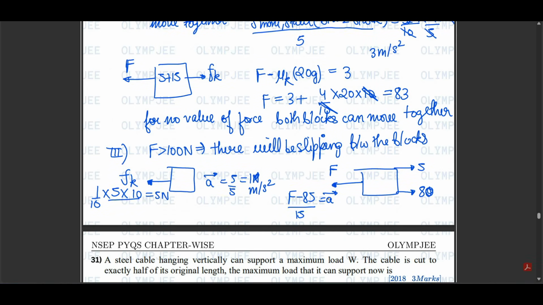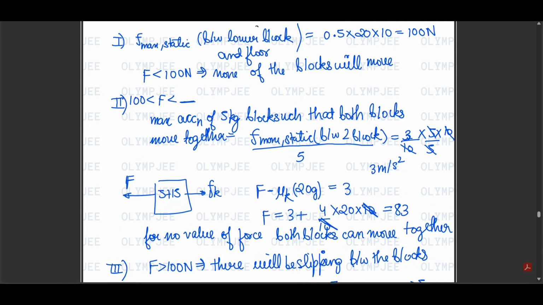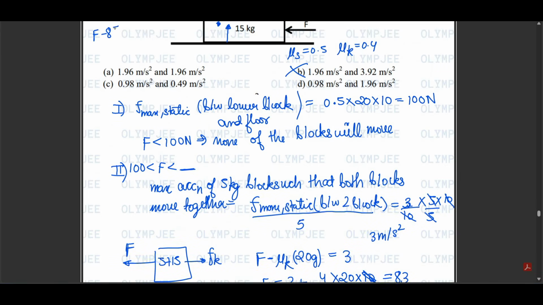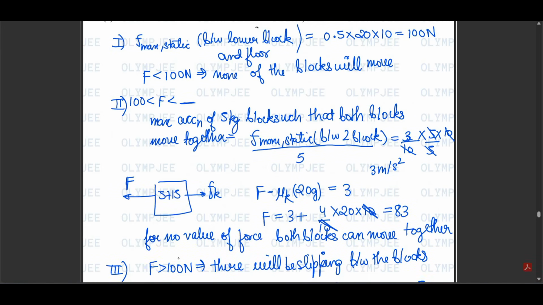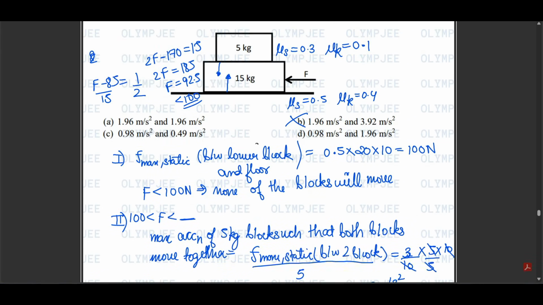So if the acceleration is 0.49, so F minus 85 by 15 is equal to 0.49. We'll take it approximately as half because we took g as 10, so we'll take it as half. So this will be 2F minus 170 is equal to 15, which gives us 2F is equal to 185. So F is 92.5, which is less than 100. So this is not possible because in this case force was greater than 100 newtons, right? So C option is also wrong.